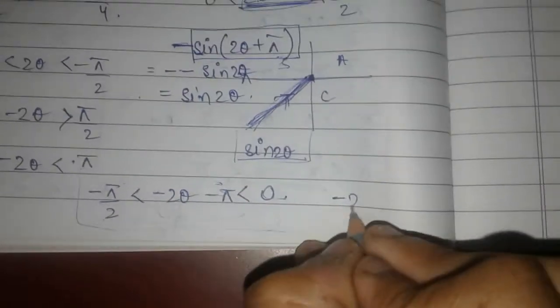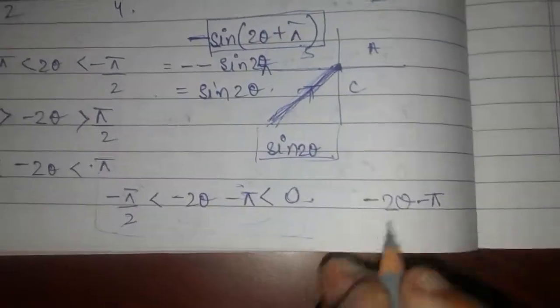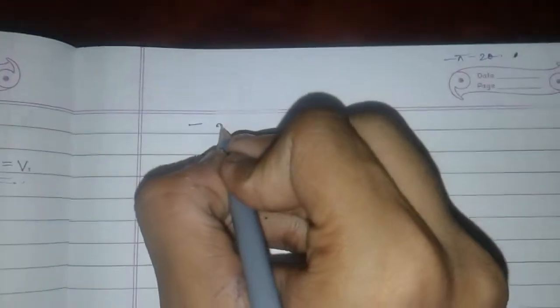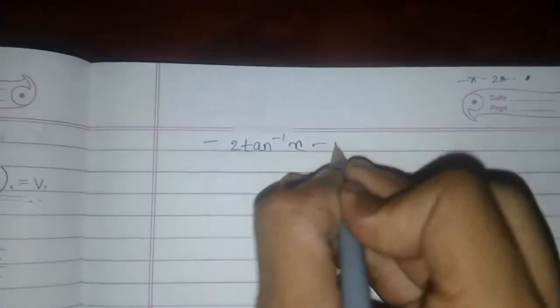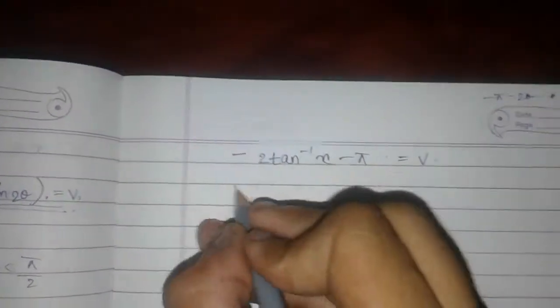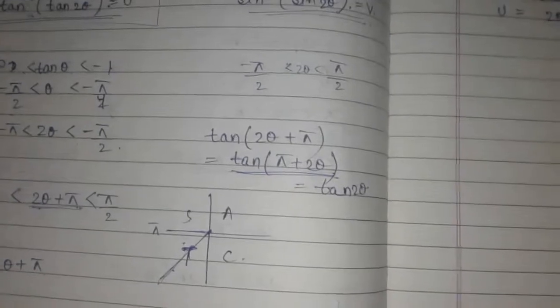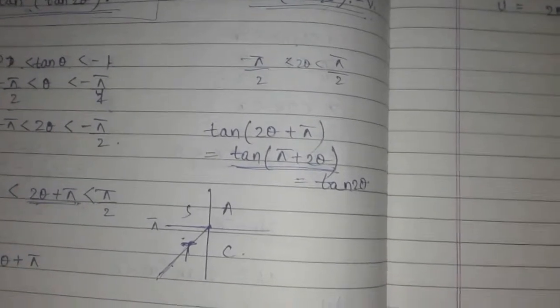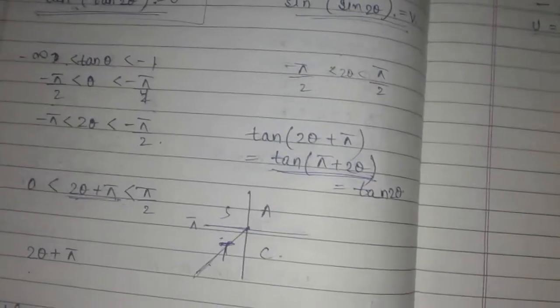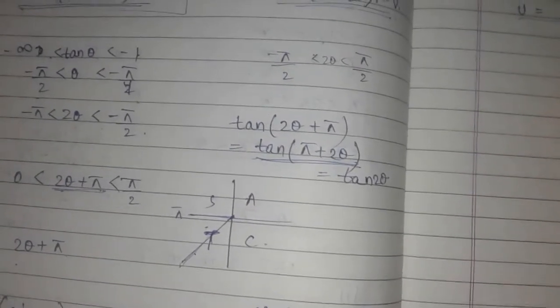So in the third subpart, sine inverse of sine 2 theta can be evaluated to minus 2 theta minus pi, where theta is tan inverse of x. So we'll say that sine inverse of sine 2 theta evaluates to minus 2 tan inverse of x minus pi, which is equal to v. U we had already found out to be 2 theta plus pi, which is 2 tan inverse of x plus pi. Now you can easily find du by dx and dv by dx, and then we'll divide both of them to find du by dv.